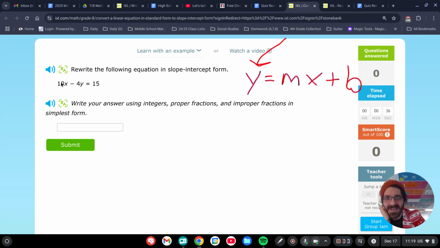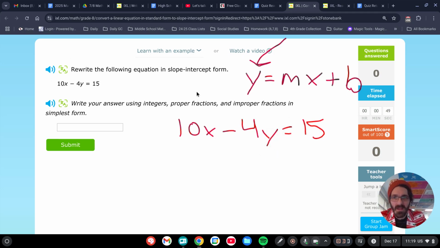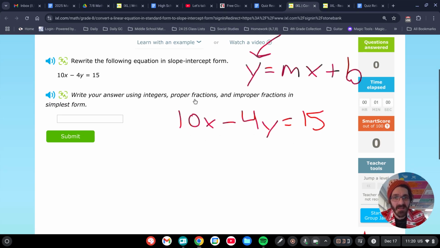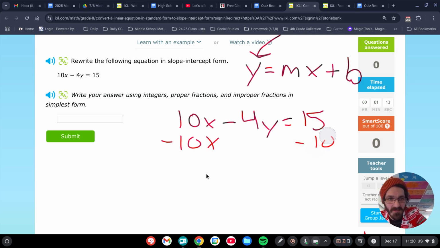So again, we have 10x minus 4y equals 15. Okay? And we want to get y by itself. So we've got y here with a 4 multiplied by it, negative 4, and we have a 10x. So first step would be to get this 10x out of this side. We're going to do the inverse operation, so it's a positive 10x, so we're going to subtract 10x. And if I do it to one side, I have to do it to the other side.